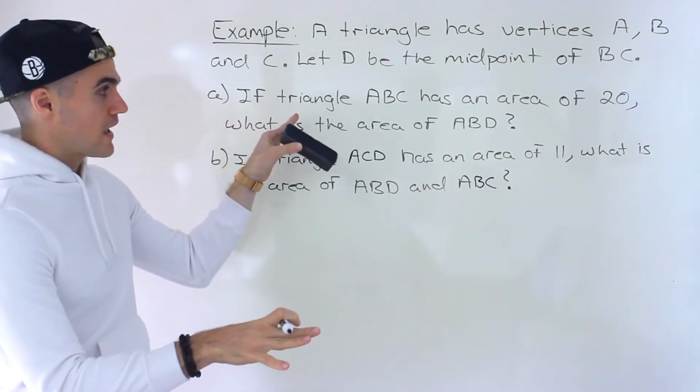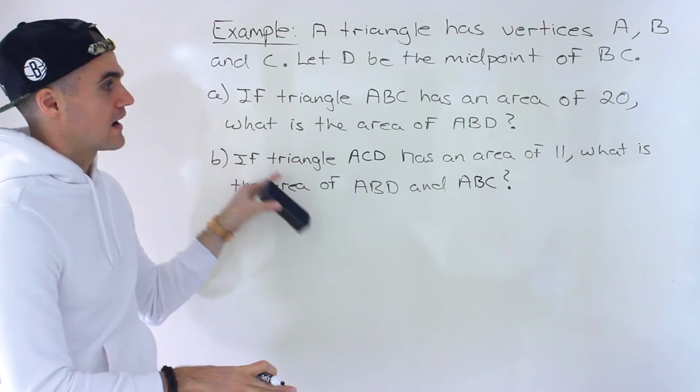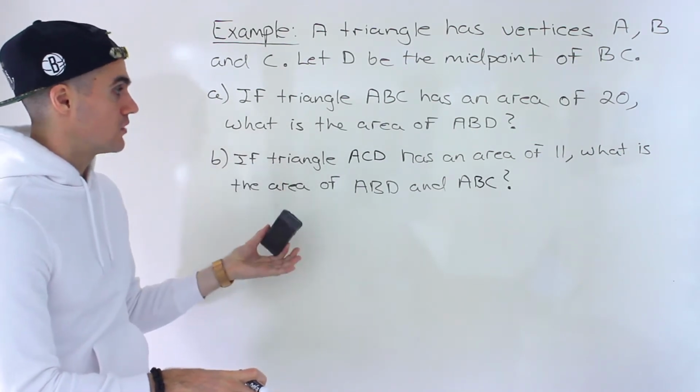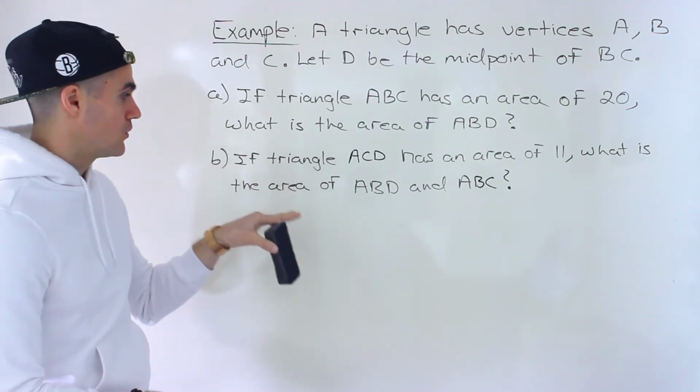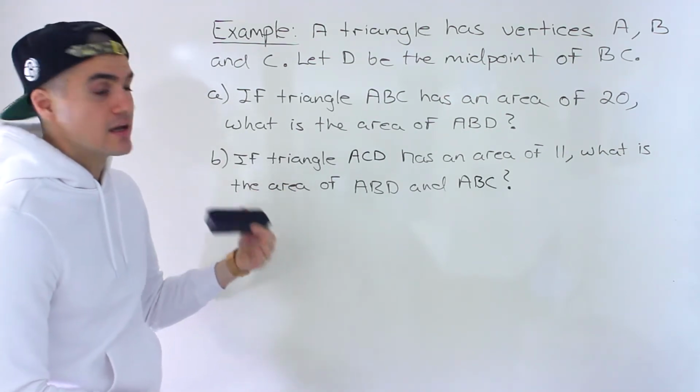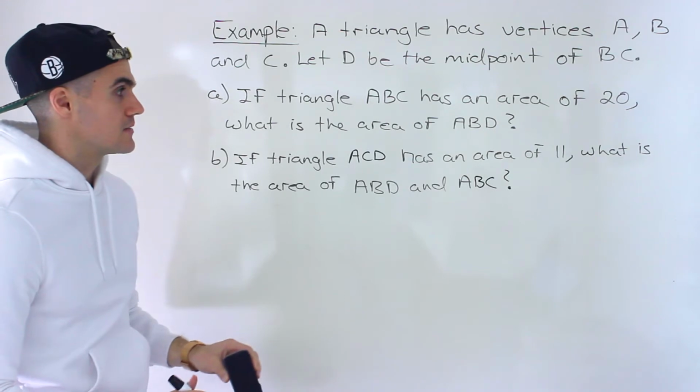So if triangle ABC has an area of 20, what is the area of triangle ABD? And then if triangle ACD has an area of 11, what is the area of ABD and triangle ABC?